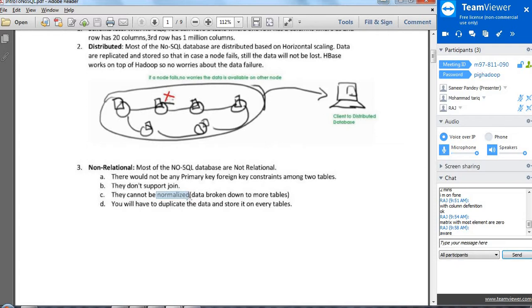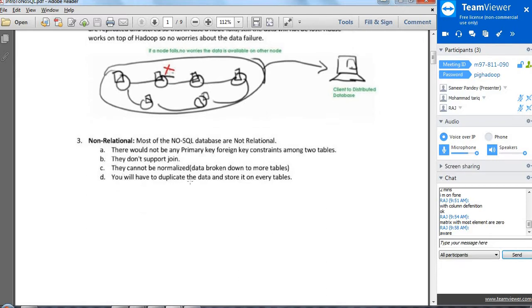In short, I can tell you normalization is a way of breaking table data into multiple tables. Say you have a table of 100 columns. Normalization says, no, don't create a table of 100 columns. Instead, create 10 tables having 10 columns each. That is what normalization speaks, right? To break a table into multiple tables.